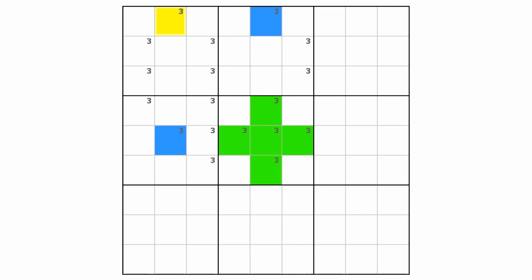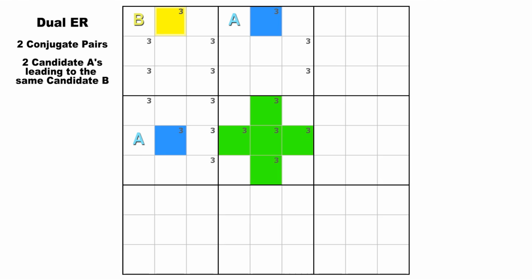Okay, I hope you stayed tuned for this because it will be well worth it. Here in block 5, we have a cross with a candidate 3 in all 5 of the cells. But this time, we've got a conjugate pair in row 1 and another conjugate pair in column 2, and they both line up with the cross. This configuration is known as a dual empty rectangle and can be treated as 2 separate regular empty rectangles.